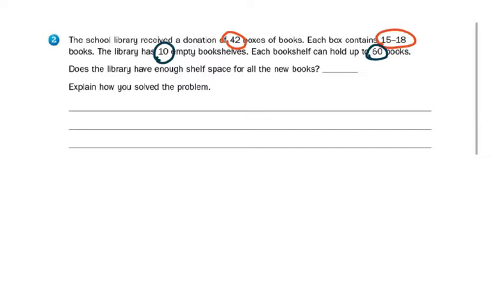So the first thing I'm going to do is to go ahead and round. Let's start with the 42 boxes. Is 42 closer to 40 or 50? Well, it's closest to 40.